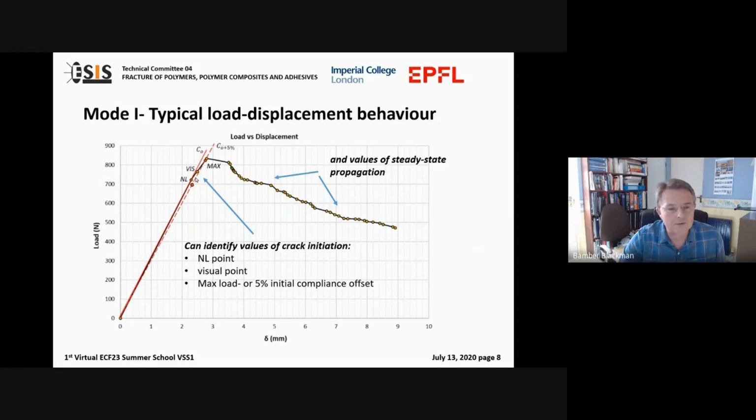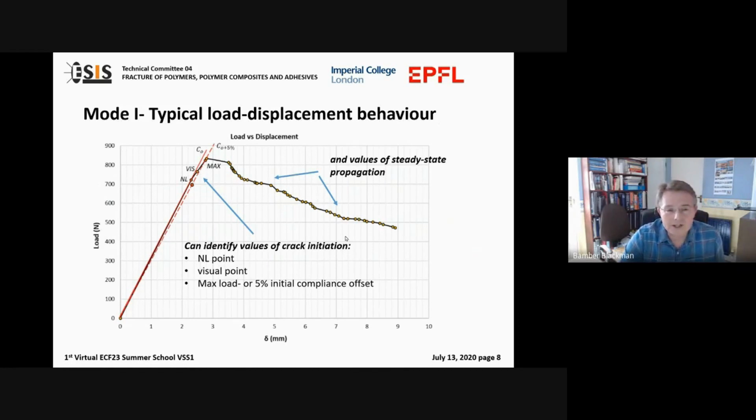So you can see from this force displacement trace, which is obtained from the mode 1 test, that we do have a highly linear initial loading. And one can test this by unloading at different points along the propagation to see that you retain the linearity. And what we find is that for many adhesives, LEFM works well.